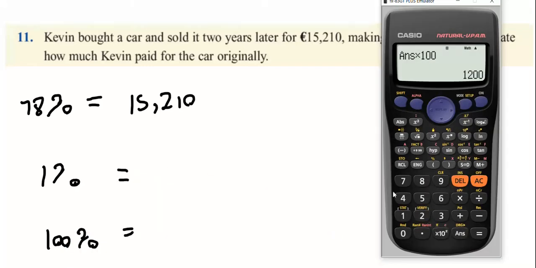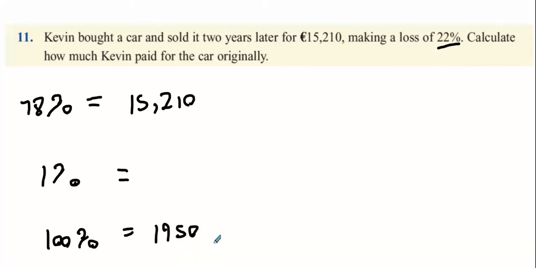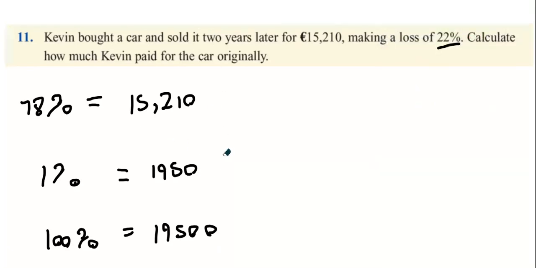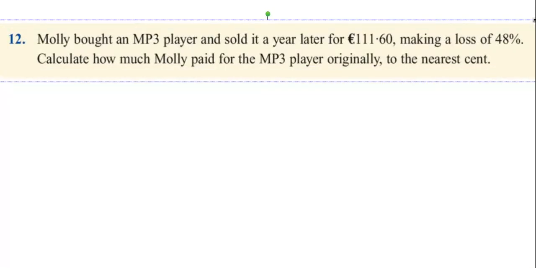So it's 15,210 divided by 78, multiply by 100, 19,500, sorry, and then 1% was 195. Sorry, my fault. 195. There we go. Okay. And question 12.